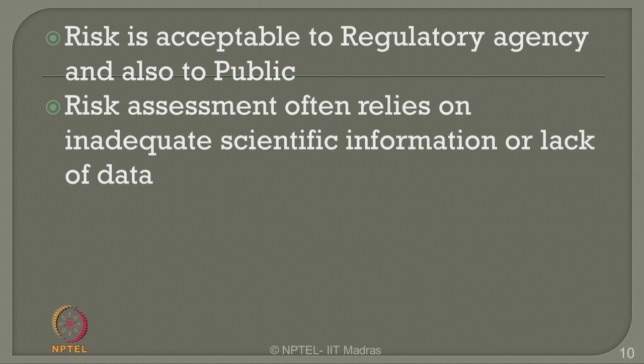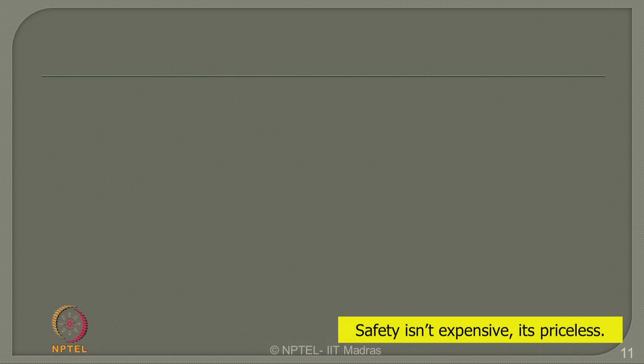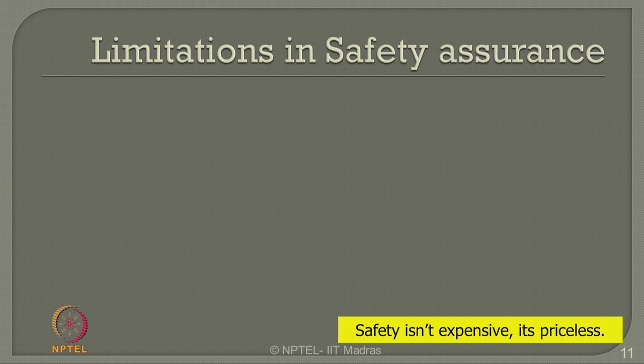Risk assessment unfortunately relies on inadequate scientific information or lack of data, because the accidents are declining in the recent past, which is good news. However, learning lessons from accidents is not happening frequently, because the data available on which risk assessments are made or rehearsed are very few, and we call this inadequate scientific information. If this is understood clearly, then we also have to realize that there are certain limitations in the safety assurance program.